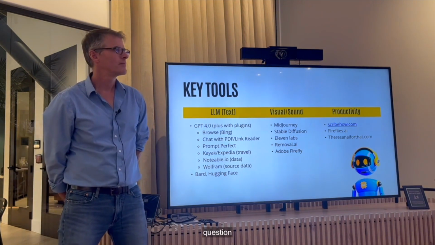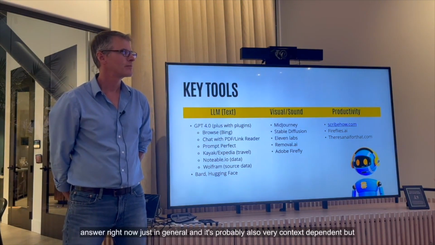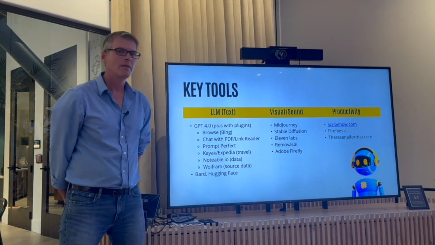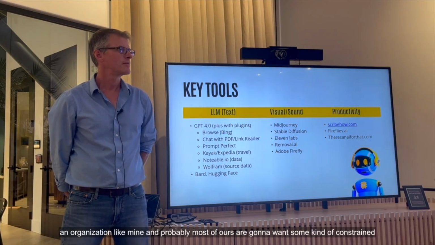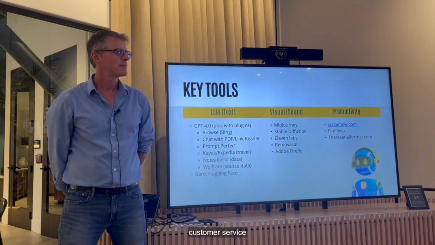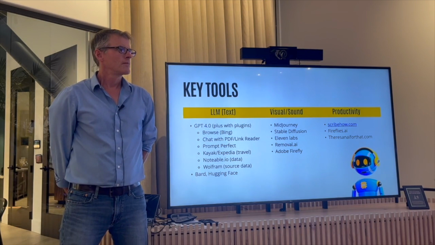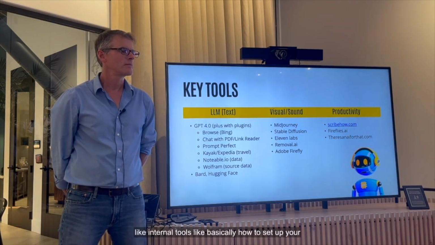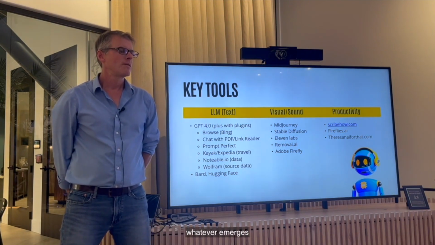Kevin, I'm curious. I suspect this question is probably very hard to answer right now, and it's probably also very context dependent. But thinking ahead to a future where an organization like mine, and probably most of ours, are going to want some kind of constrained customer service instance, are there any best practices or principles you would focus on in terms of the connectivity between CRM and documents and internal tools, basically how to set up your architecture in a way that's going to make whatever emerges work?